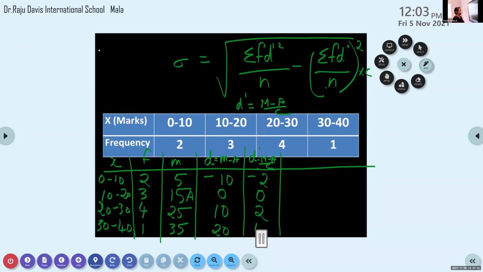What should you find next? D square. Okay. D square. Find it out. It can be 4, 0, 4, 16. What should be the next one? It should be f d dash and f d dash square. Okay. So first find f d dash, then f into d dash square.